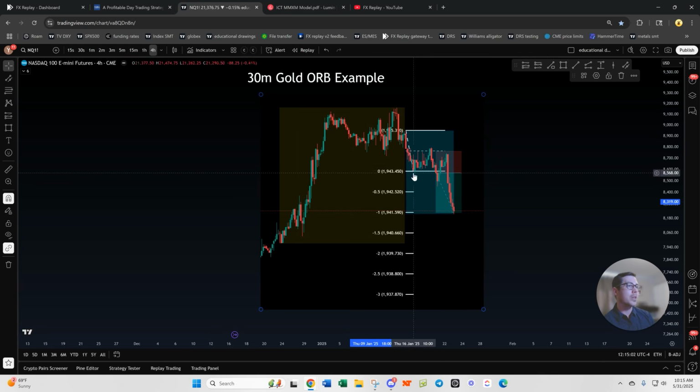We had a wick below it, but there was no closure, so we were just waiting. And then finally with this candle right here, we did get a closure below the ORB. So you simply do the market entry at that point, stop loss at the midpoint, and target out one standard deviation. Really simple example, just showing you how a short would play out.